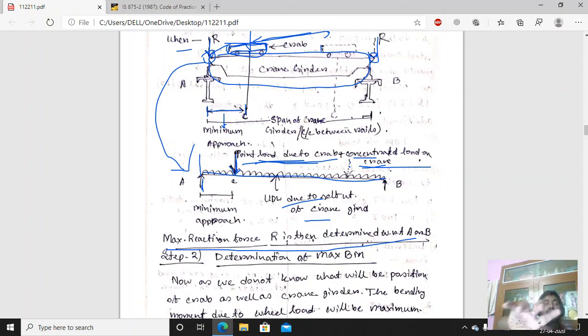So that reaction force will be acting as the wheel load in the Gantry girder. So first the loading is determined by this formula. I think it is very clear to you how the load is determined. Now, after the loading pattern, the bending moment and shear force coming to the Gantry girder has to be determined.